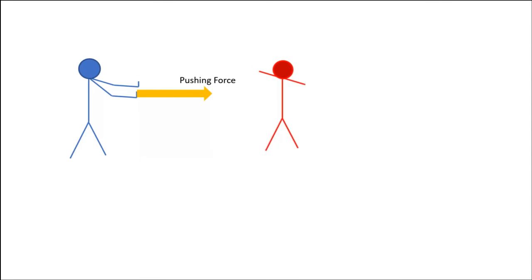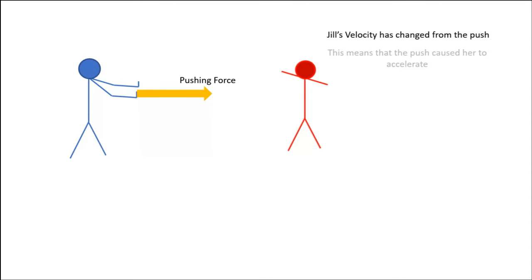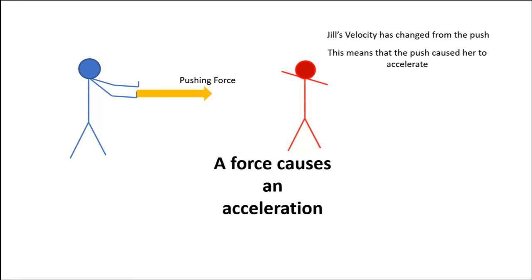When an object feels a force, it changes the way it is currently moving. So when Jill is standing still and then gets pushed, she begins moving away from Bob. In other words, her velocity has changed from the push, which means that she has accelerated. So the whole idea is that a force is what causes an acceleration.